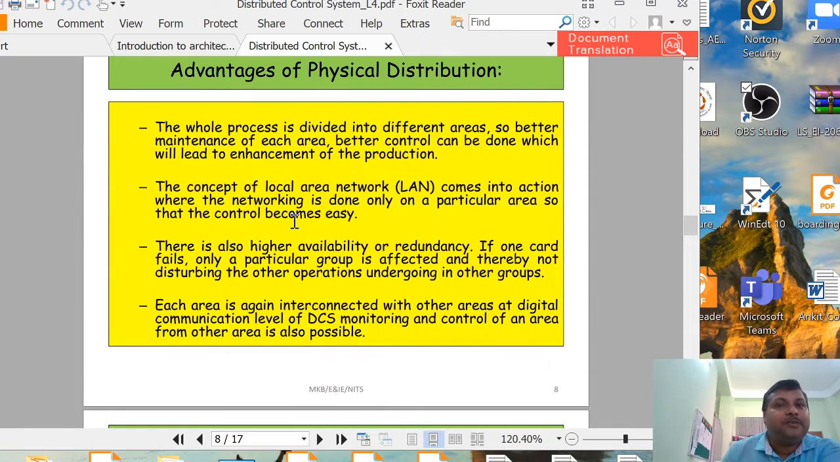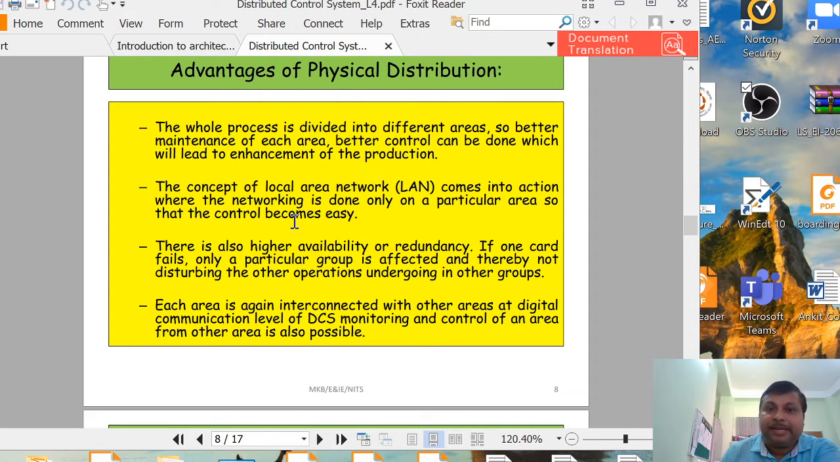Now, advantages of physical distribution: the whole process is divided into different areas, so better maintenance of each area and better control can be done, which will lead to enhancement of the production. The concept of local area network comes into action, where the networking is done only on a particular area so that the control becomes easy.